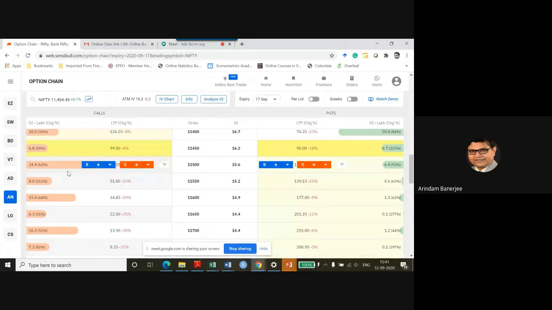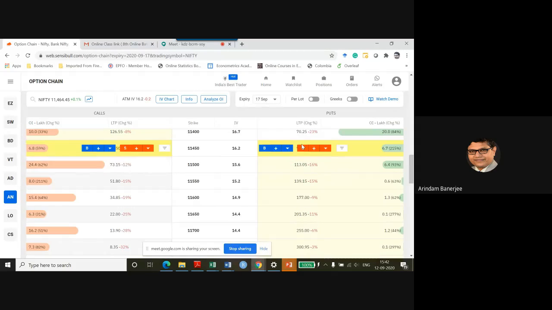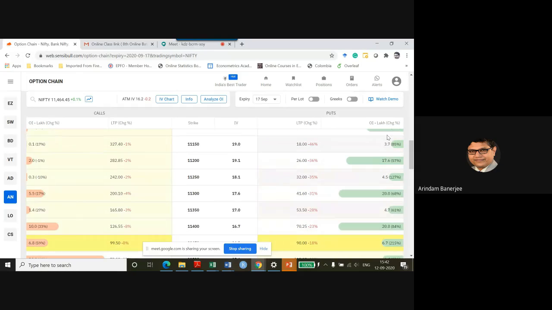11,500 is the highest option chain, where that means most of the people have taken a position in call at 11,500 and they have not closed it. It is still open. The contracts are open. In case of put, the first large open interest, these two are almost same. The first one is at 11,400 and the second one is at 11,300 and the next one is 11,200.